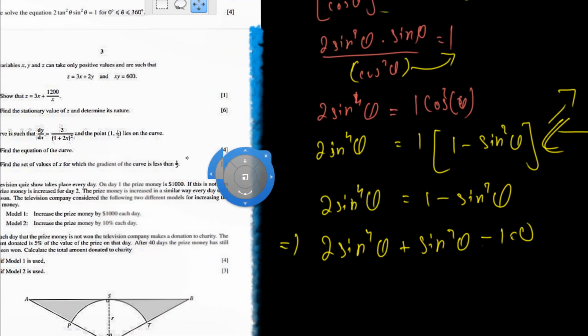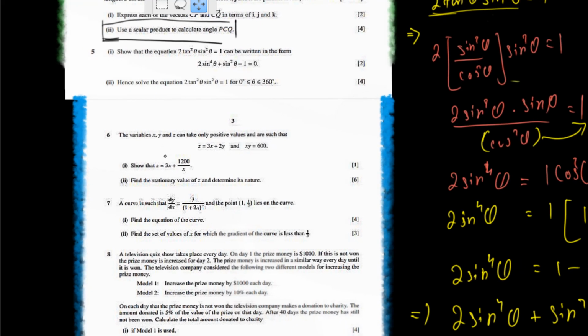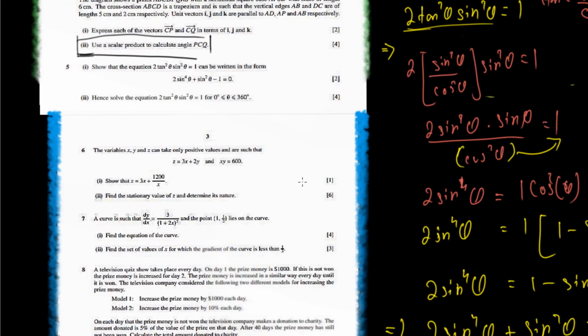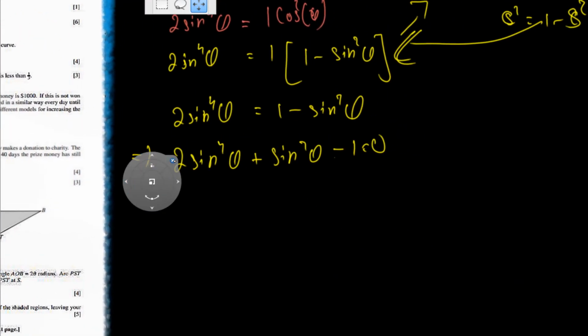So we have done that over here. Part 2, hence solve the equation. We have to solve the equation for the values of theta from 0 to 360. Whenever you have questions like these, always keep in mind what they want the angle to be in, either radians or degrees. If it's in radians, make sure you calculate in radians, and if it's degrees, make sure you calculate in degrees.